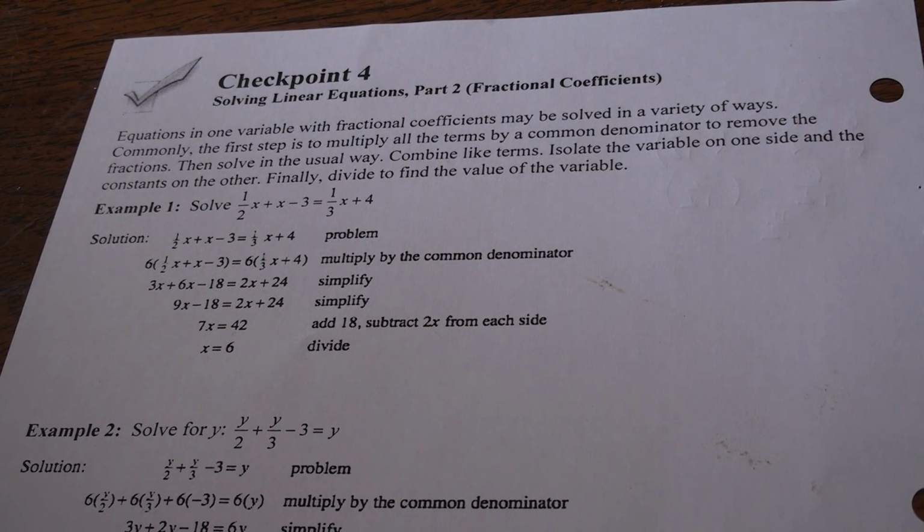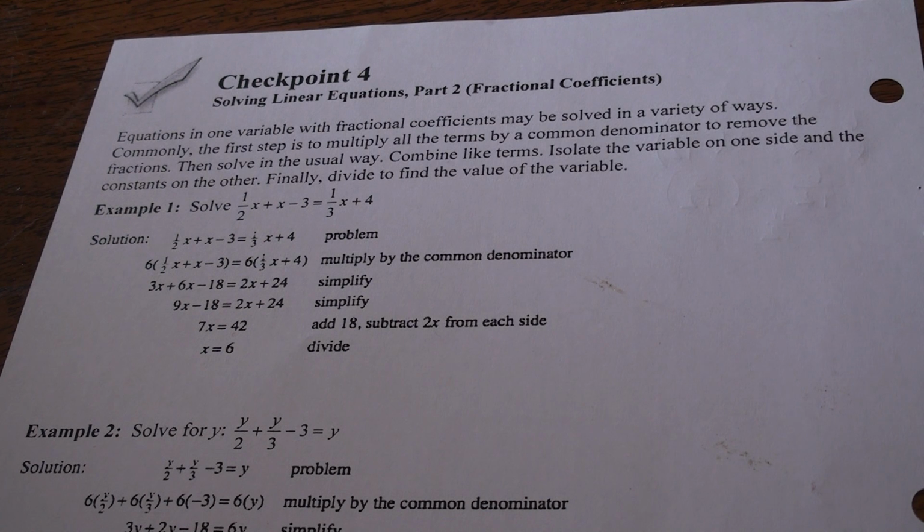Checkpoint 4, Solving Linear Equations, Part 2, Fractional Coefficients. Equations in one variable with fractional coefficients may be solved in a variety of ways. Commonly, the first step is to multiply all the terms by a common denominator to remove the fractions. Then solve in the usual way.